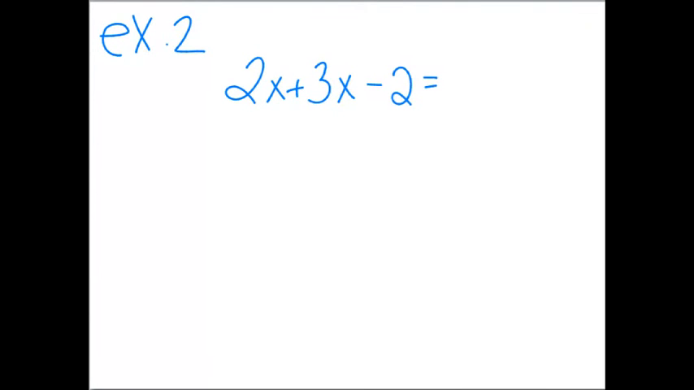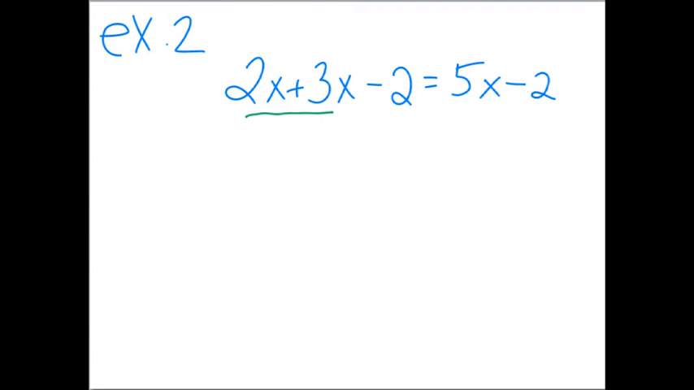Okay, so our next example, 2x plus 3x minus 2 equals 5x minus 2. Okay, so our first step in our list of equations to solve, remember we're just solving this equation, is simplify both sides. The first example we had distributing to do. Well, this example I have combining like terms.